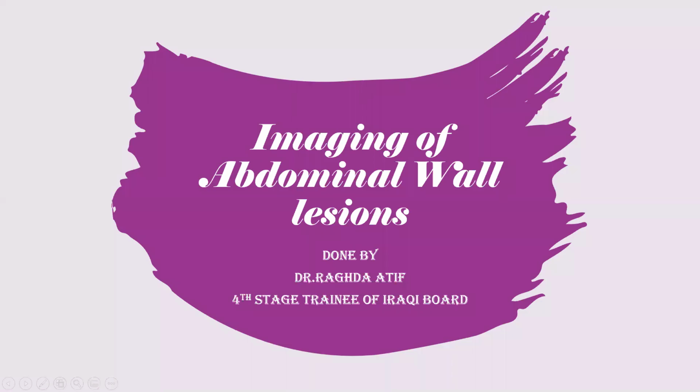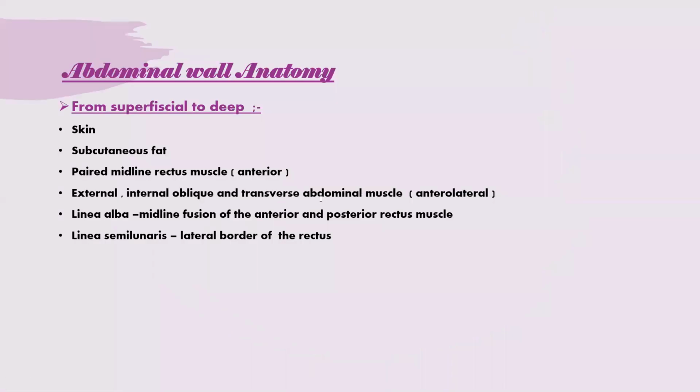My lecture today is about imaging of abdominal wall lesions. I will talk about brief anatomy of the anterior abdominal wall from superficial to deep, defined by skin, subcutaneous fat, paired midline rectus muscle anteriorly, external oblique, internal oblique, and transverse abdominis muscle anterolaterally. Linea alba, midline fusion of the anterior and posterior rectus sheath, and linea semilunaris, lateral border of the rectus.